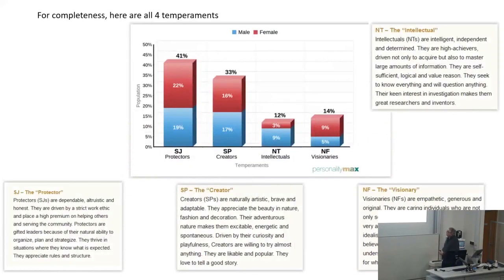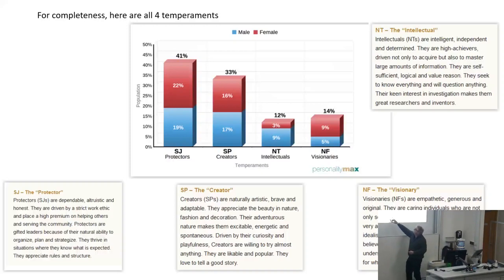So if you want to know about the other distributions of the other temperaments, if you're interested, a lot of people are in this SJ category, protectors. And the description here is a very polite description. Dependable, altruistic, honest. Driven by a strict work ethic. Okay, and so on. Basically, they're the workers. Equally split, male and female.